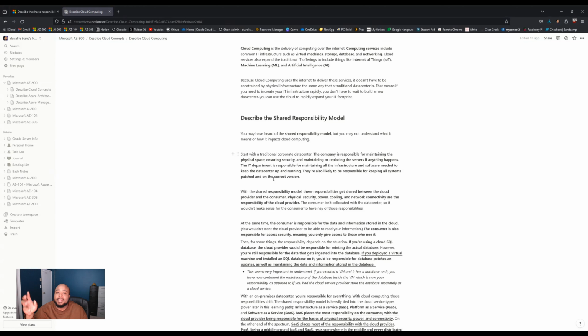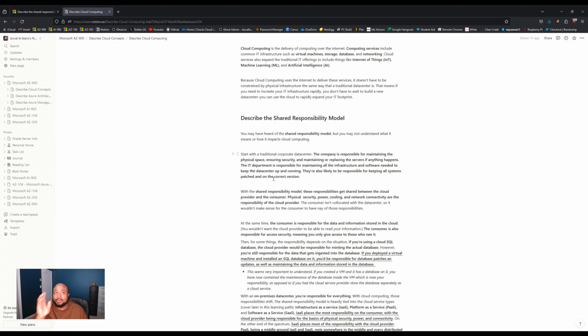So, if anything should happen and it needs to be swapped out, if it's burnt, or it needs to be used up, or for whatever reason it's not working, it has a failover, like RAID or whatever, stuff like that. If anything happens, they're responsible for fixing it. The IT department is responsible for maintaining all the infrastructure and software needed to keep the data center up and running. That's the job of the IT.